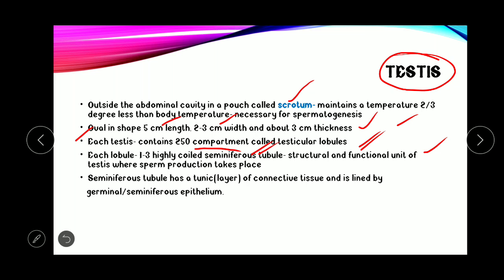Then the seminiferous tubule has a thin layer of connective tissue, the tunica vasculosa, and it is lined by germinal or seminiferous epithelium. As you know, epithelium has a protective function, and germinal means it has the ability to give rise to germ cells, that is the gametes. That's why this is called germinal epithelium.